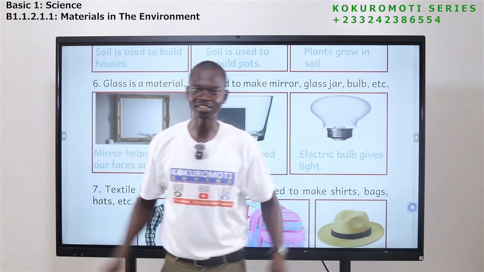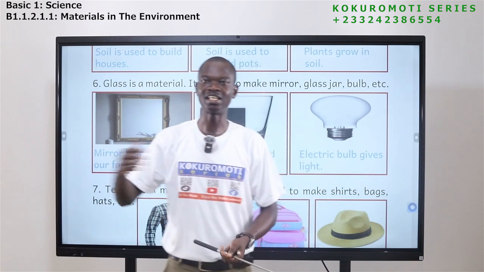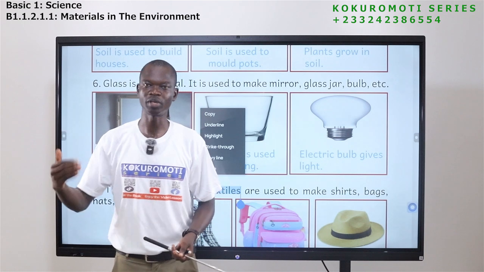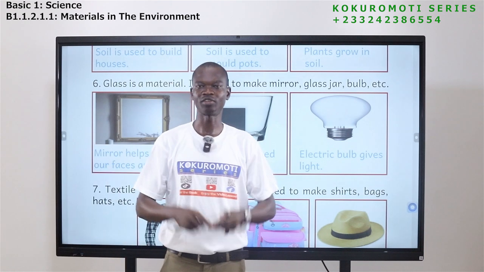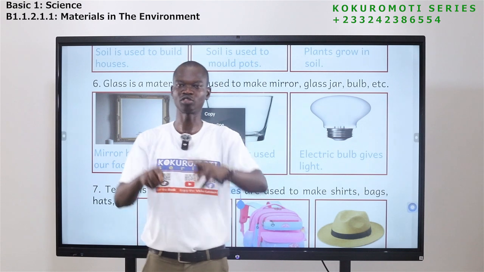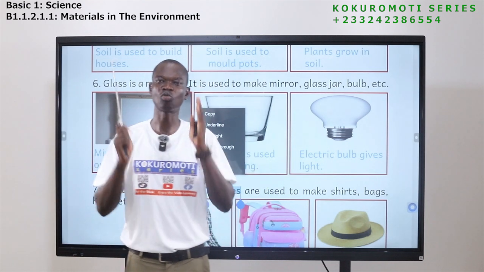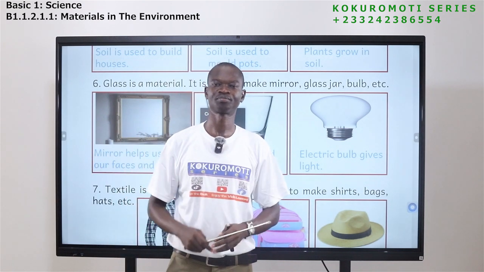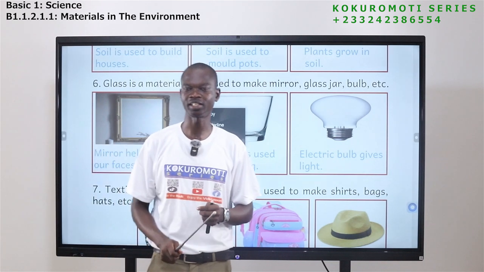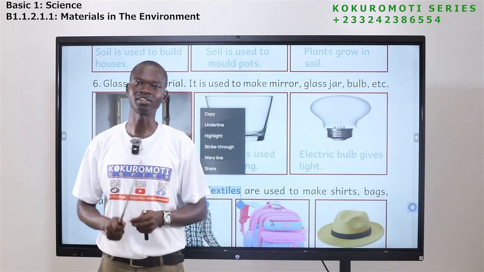So all the materials that we have in our environment are used for so many things, or used to make so many objects. And we use these objects. Now, look around. Tell me one object that you can see. Just look around. I'm asking you again. Tell me one object that you can see.